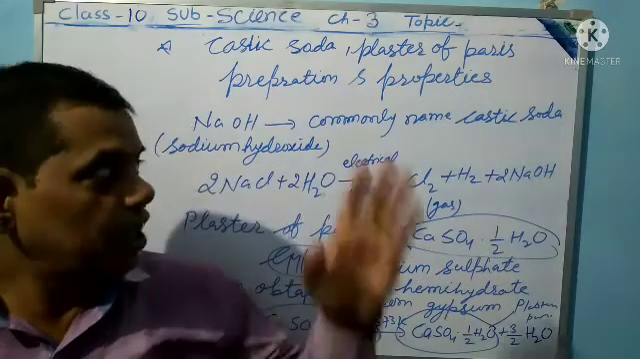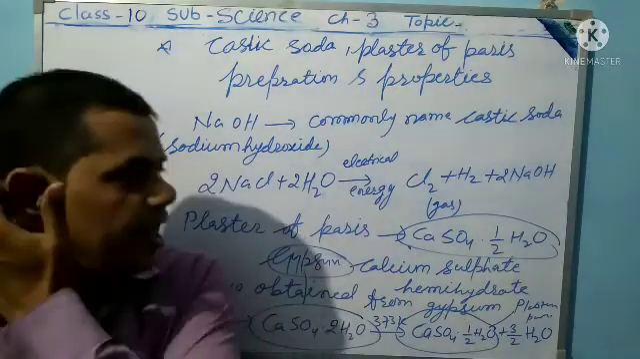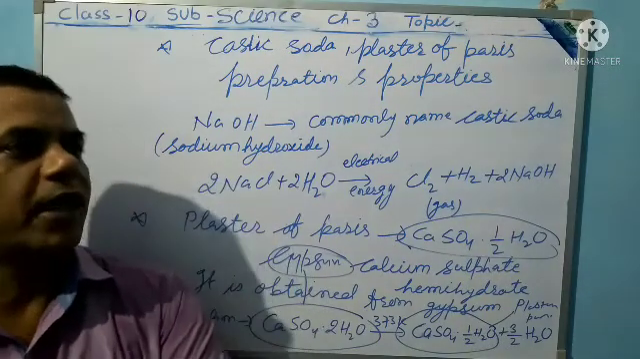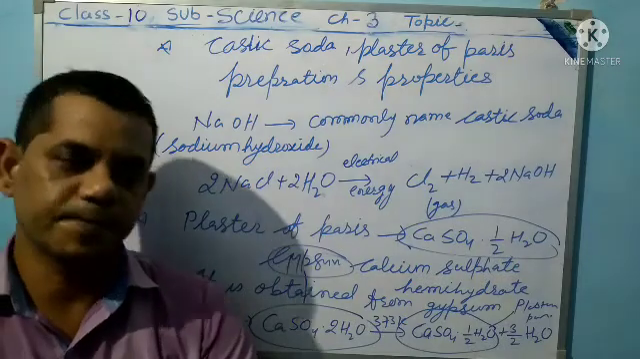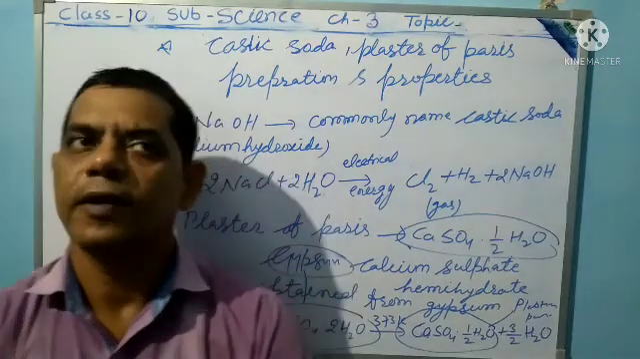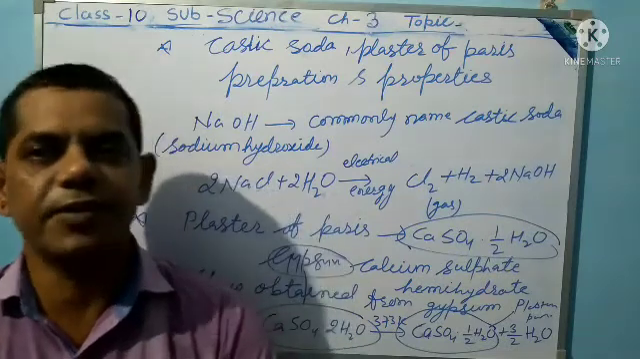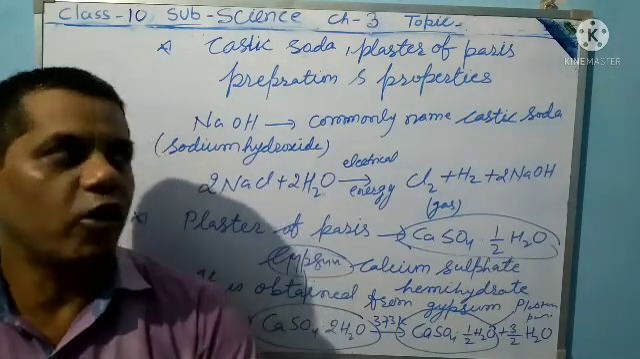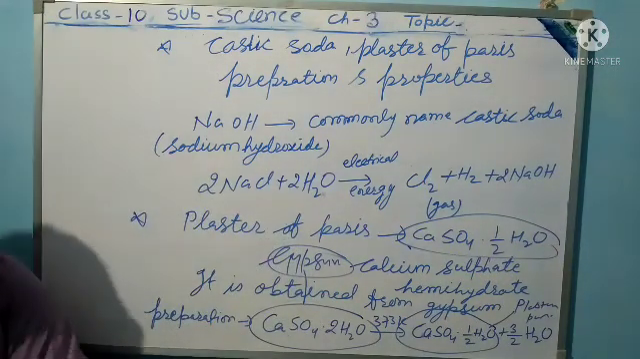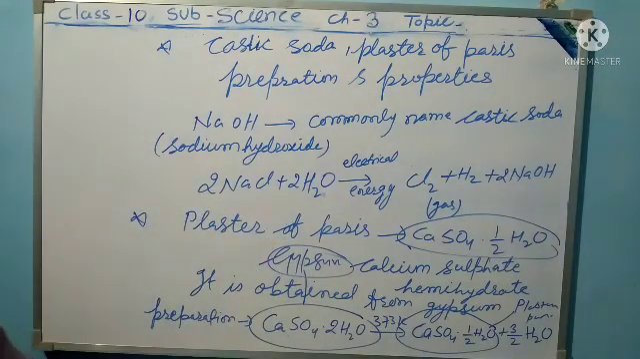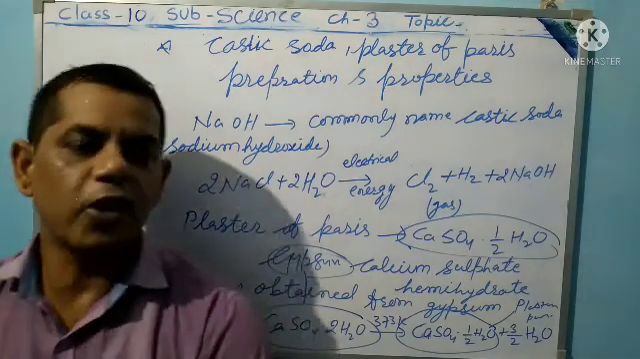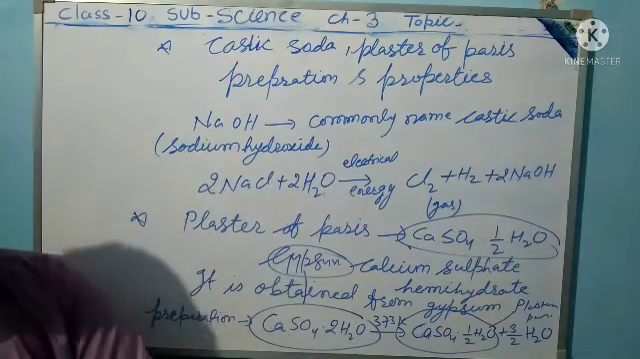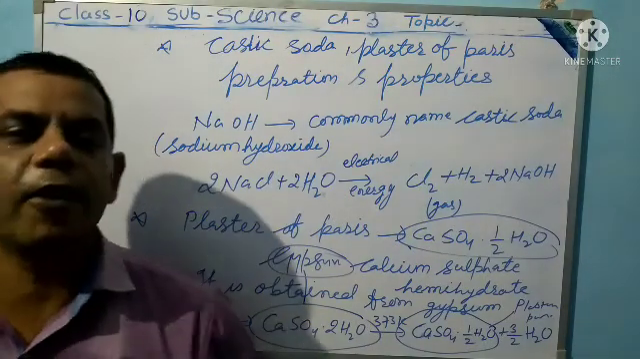So both are used in our daily lives. Generally you study with a blackboard, and chalk is made from plaster of Paris, and in the medical field it is used for fractures. And caustic soda, NaOH, sodium hydroxide, is also used. So these are the usages of caustic soda and plaster of Paris.